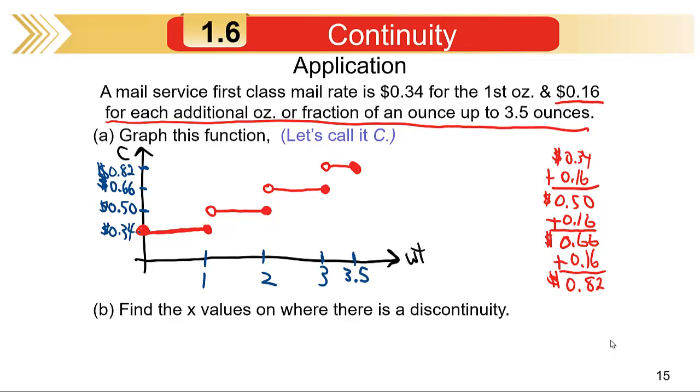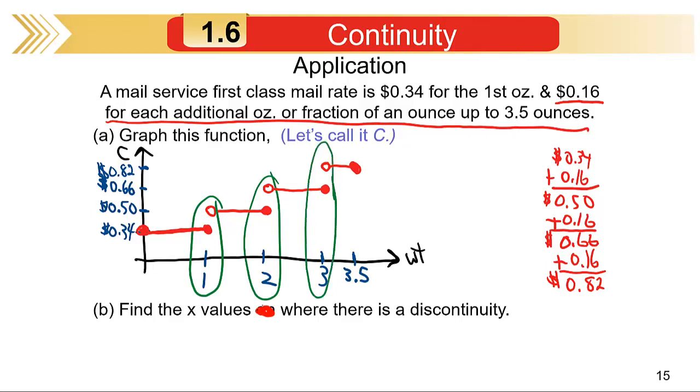Then find the x values where there is a discontinuity. Well, the discontinuity is where the gaps or the jumps are, and that's easy enough to see from the graph. There's a jump at 1, there's a jump at 2, and there's a jump at 3. So the points of discontinuity are at 1, 2, and 3 on the x-axis.